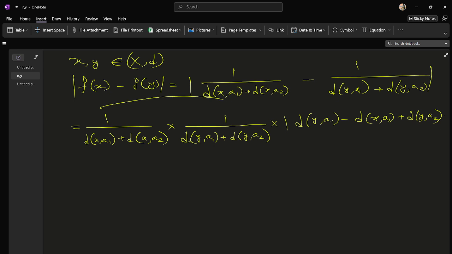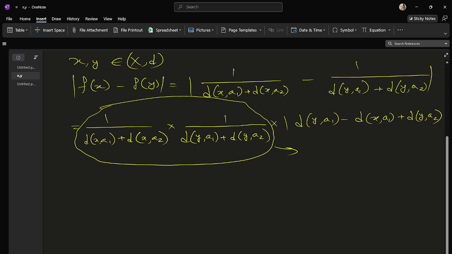So we can take this factor and name it M, a real number which is greater than 0. We can easily see that it is positive because x is not equal to a2, and y is not equal to it either, so this thing will be positive and this thing will be positive.